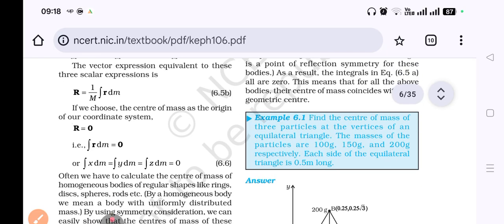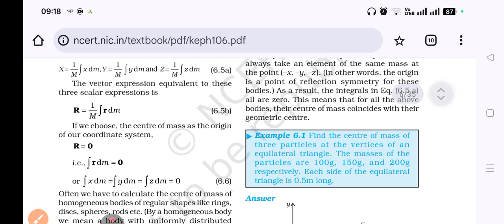If we choose the center of mass as the origin, the position vector of the center of mass will be 0, and it will be very easy to solve. We always choose the center of mass as the origin. The calculation becomes very simple.